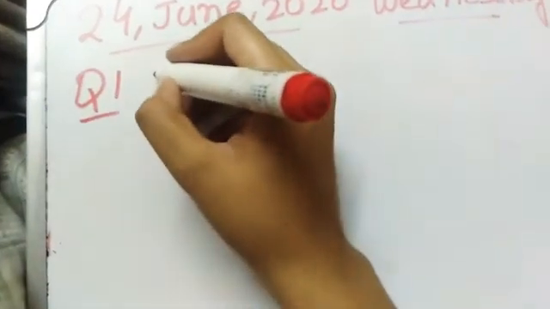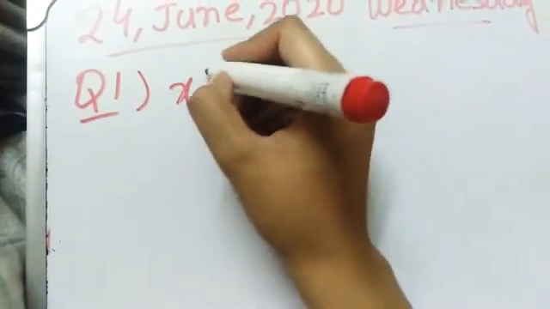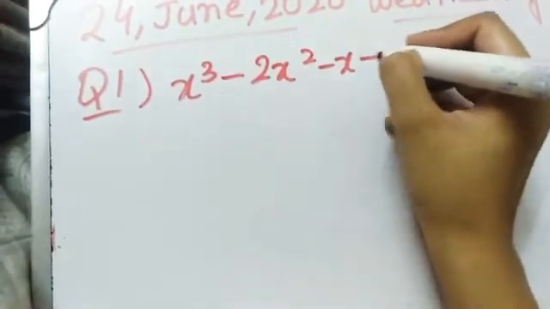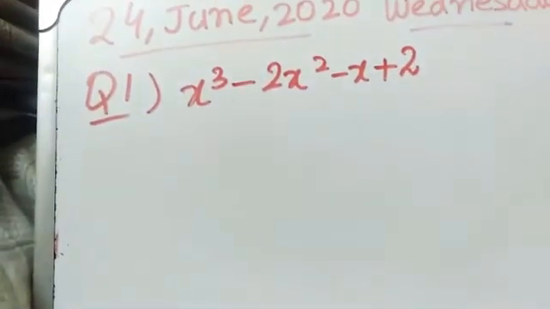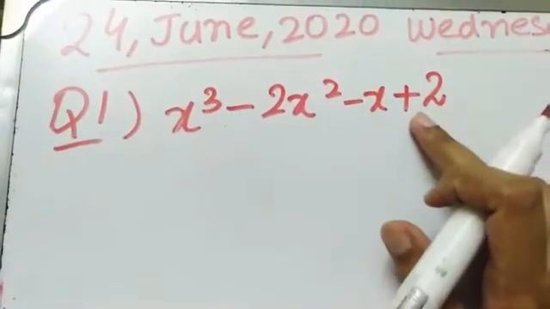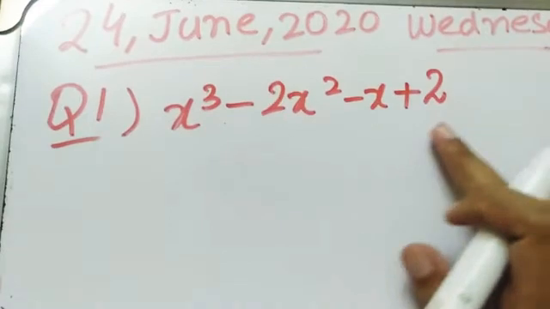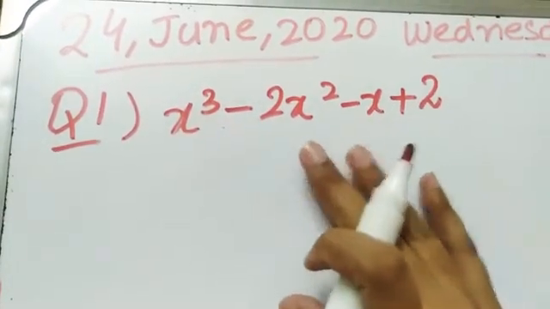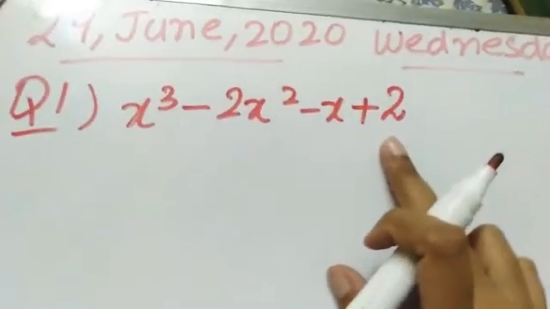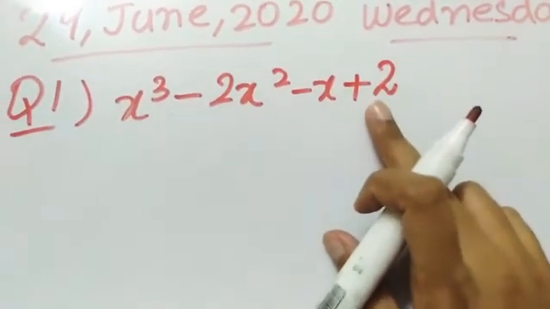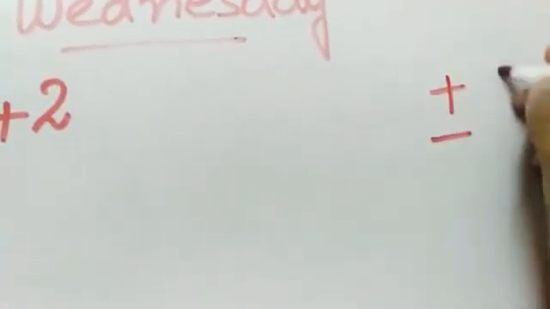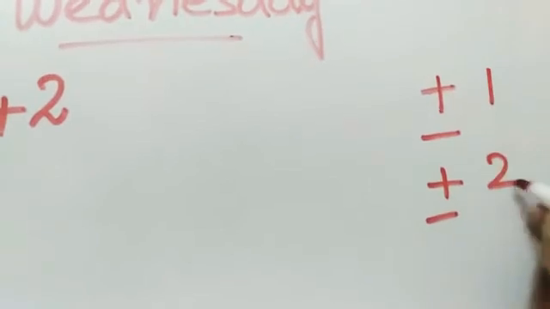Now I'm going to solve question number 1 for you. Question number 1 is x cube minus 2x squared minus x plus 2. As you can see, the last term is 2, so to suppose the factors we will see the constant term and take its factors. The constant term is 2, so the factors of 2 are plus minus 1 and plus minus 2.